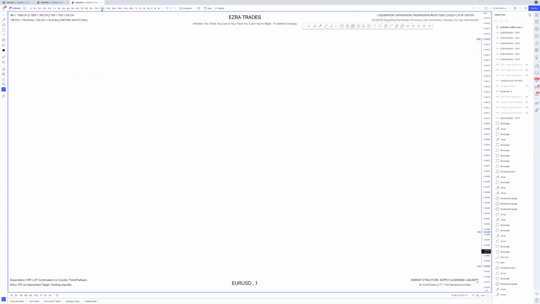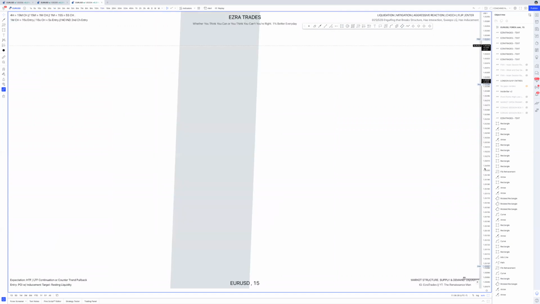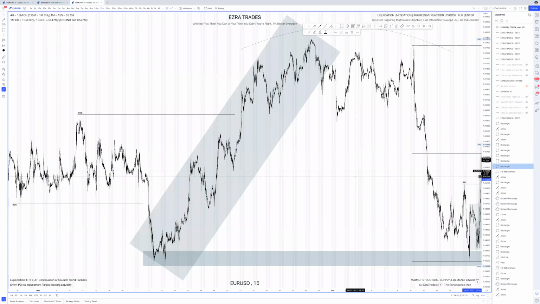So I'm going to show you right now. Hold on, I'm getting lost in this pricing here. Whoops. Where are we? All the way back here.